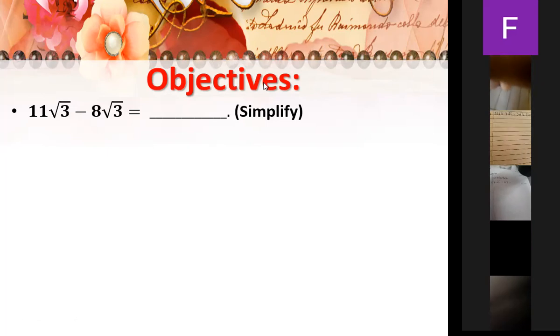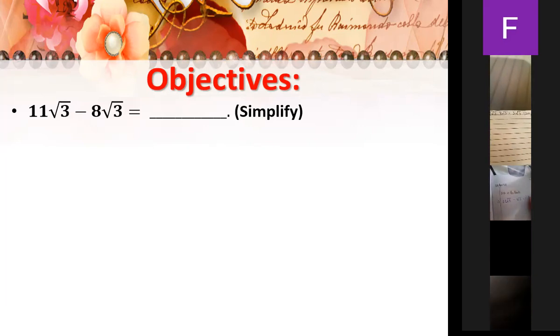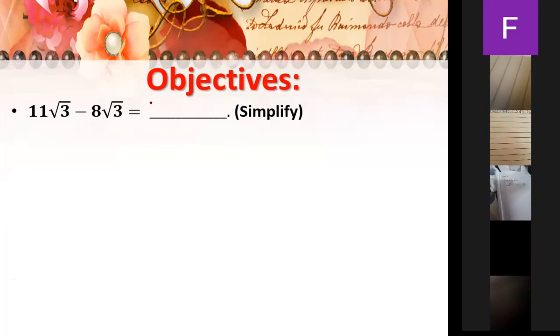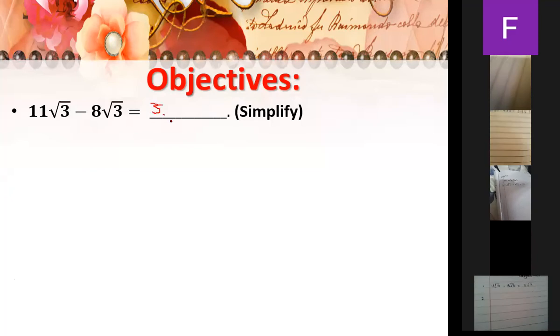Very good. Write down the answer. Very good, Anita. So what you will do, you will simply subtract the coefficient. 11 minus 8 will be 3, and under root 3 will be taken as common. Yes, Abdur Rahman. So what will be its answer? I'm going to write here. Answer will be 3 under root 3.